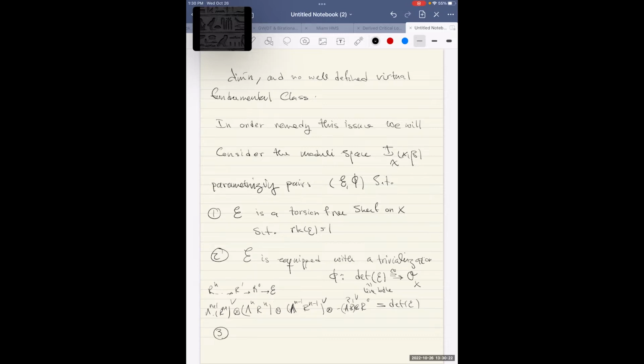3. The numerical invariants of E are given by the second Chern class of E equal to minus beta, and the Euler characteristic of E is equal to the Euler characteristic of O of X minus this Euler characteristic chi that we had before.